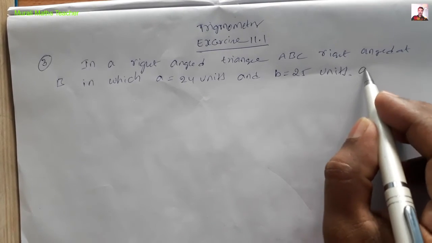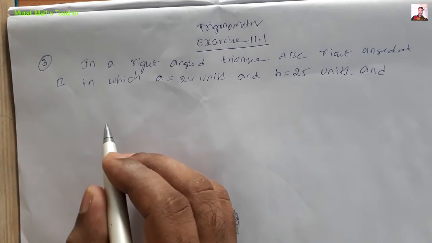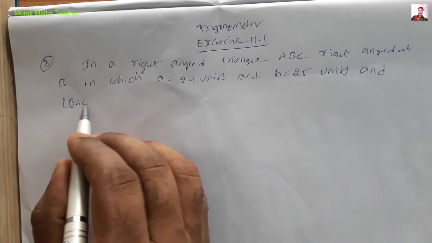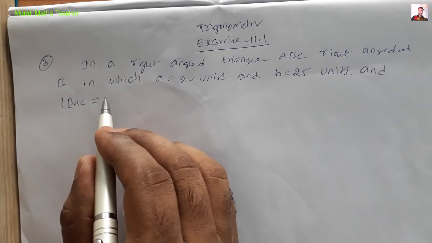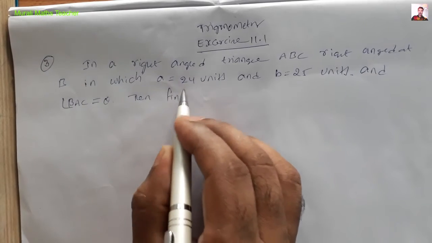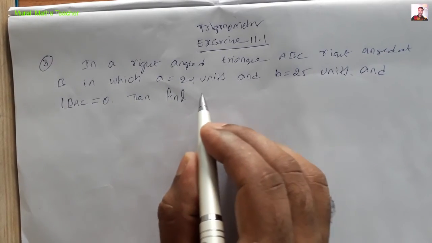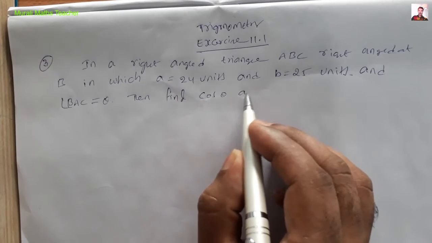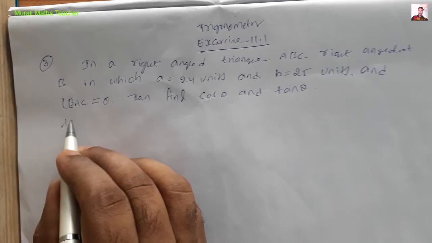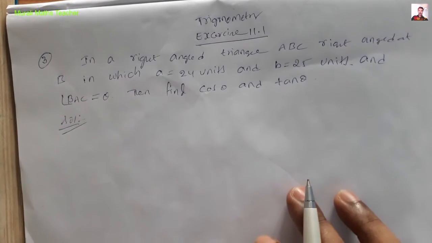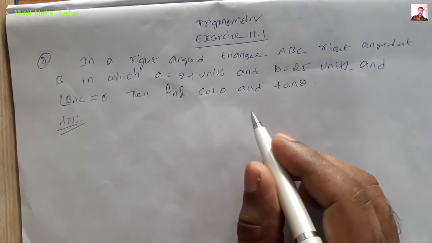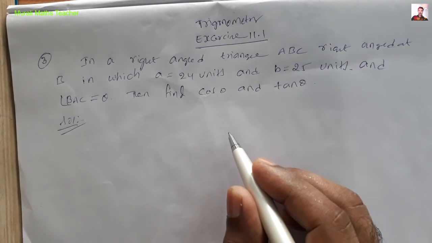And angle BAC is given as theta. Then find cos theta and tan theta. So you will see the solution for this, how to find. First we have to draw the right angle triangle based on the given information.